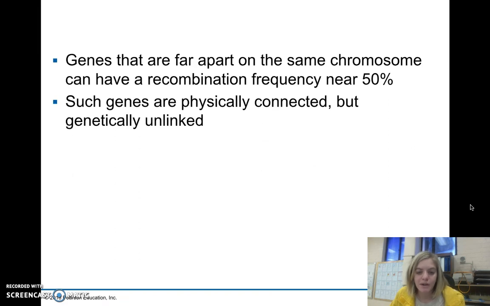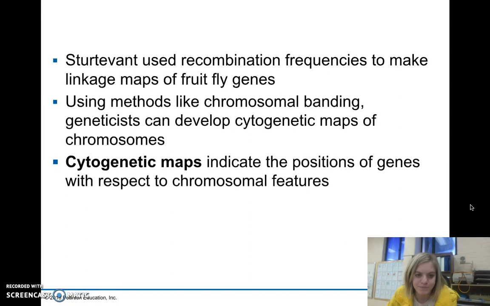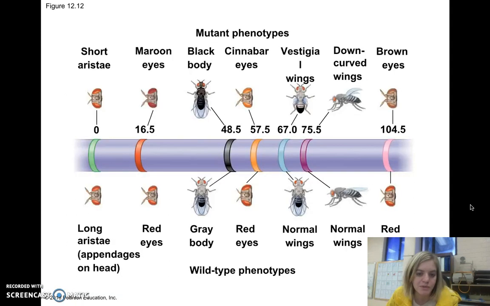Genes that are very far apart on the same chromosome can have a recombination frequency near 50%, which is about what we see for genes on different chromosomes. So this usually indicates that they are not linked in any way. If it's a low recombination frequency, we might be able to tell that they're linked. And so with this information, Sturtevant was able to make linkage maps of fruit fly genes, and now scientists have used this to make maps of genes on all sorts of chromosomes.